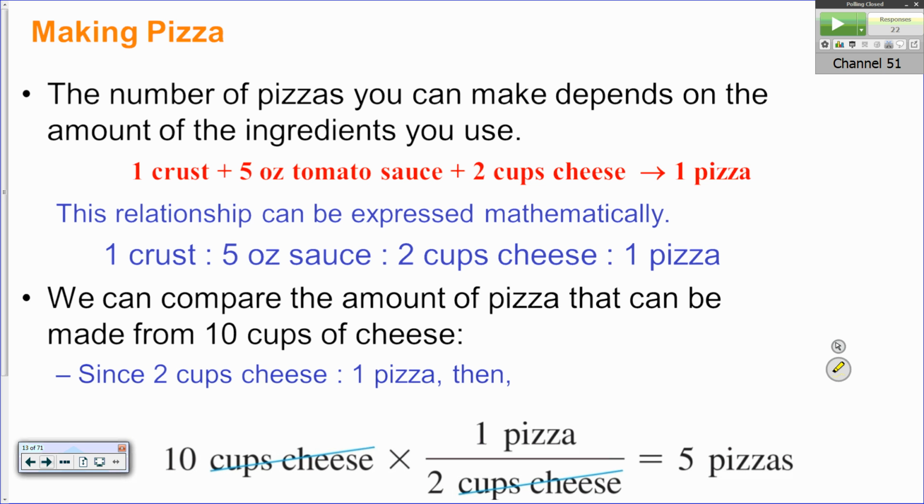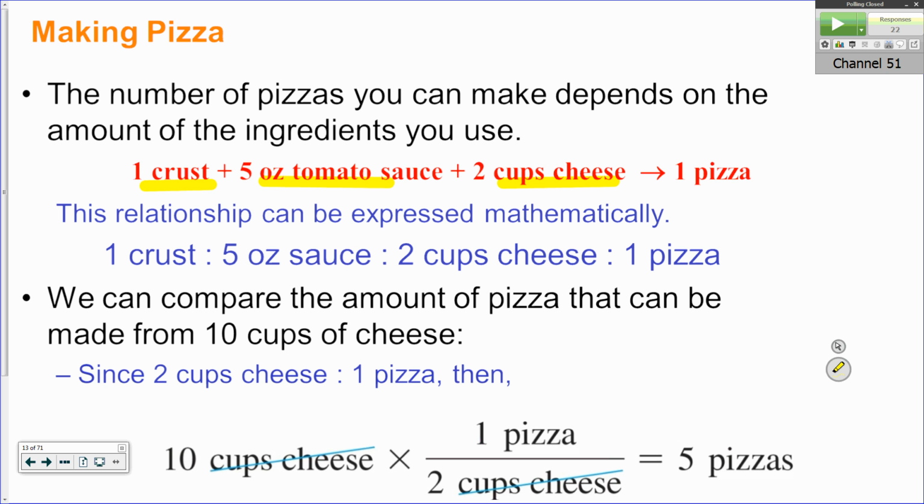Okay, so we're going to apply the concept of stoichiometry to making pizzas. Occasionally we make a pizza at our house. If we think about pizzas, you can go from mild to wild in terms of what you want to do with the pizza, but you need some dough or crust, some tomato sauce, and some cheese, and you can make a cheese pizza. It's that simple.